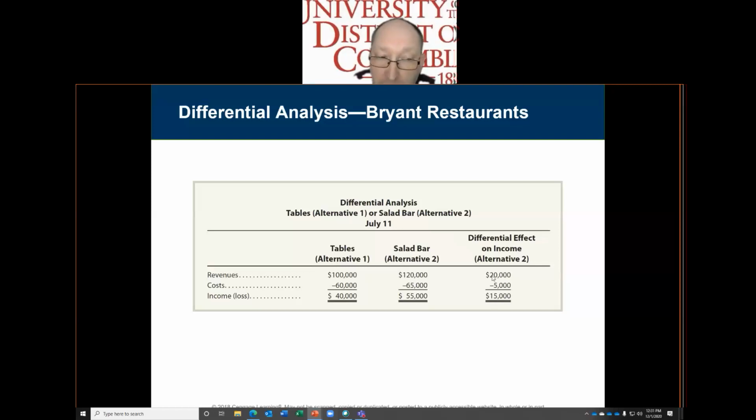Or you could just simply say difference in revenue, 20,000, minus difference in cost, 5,000, equals a difference in income of 15,000. 20 minus 5 is 15. They both equal the same, right? So this shows us the difference between the two alternatives. That's differential analysis.